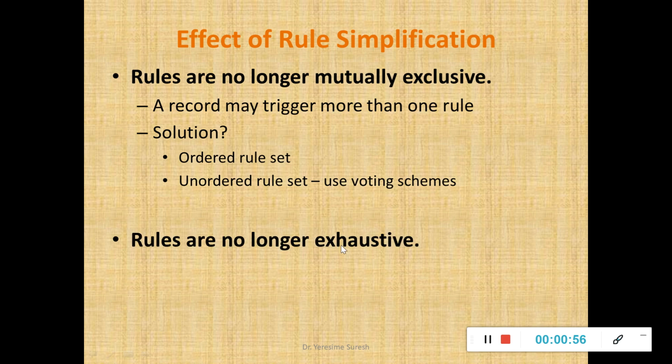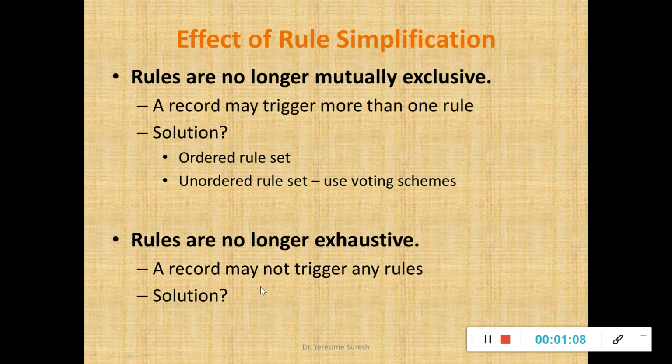And your rules are no longer exhaustive. A record may not trigger any rules. We were saying at least one should be triggered, but now with the process of rule simplification, a record may not trigger any rules. So what is the solution for this? Use a default class. We'll discuss those concepts later. This is with respect to rule simplification and the effect of rule simplification.